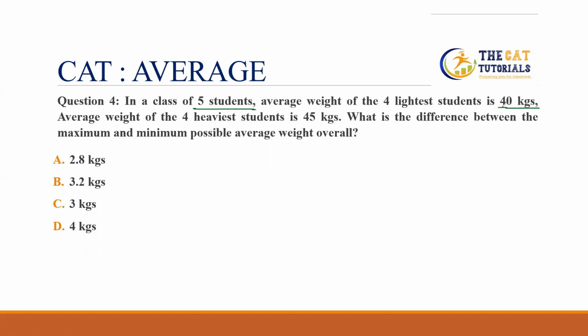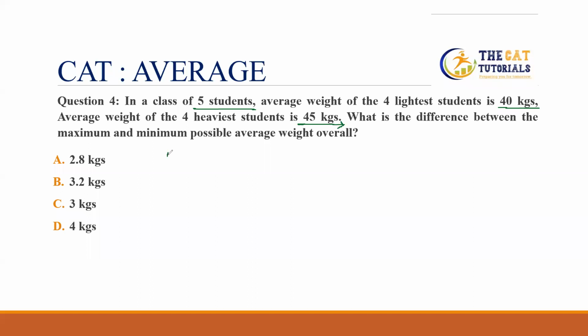The average weight of the 4 heaviest students is 45 kg. What is the difference between the maximum and minimum possible average weight overall? So we have to find the difference between the maximum and minimum possible average weight overall. So how can you find the average weight? For finding the answer of this question, we are just assuming the names of the 5 students. So suppose the name of the first student is A.